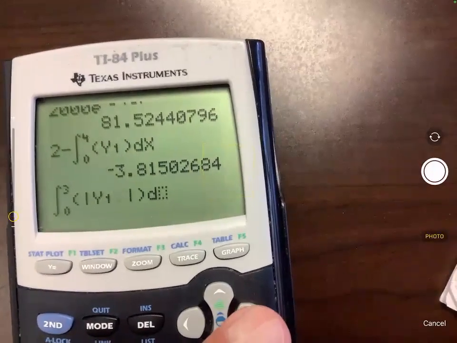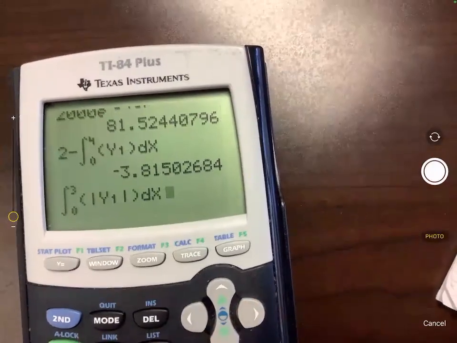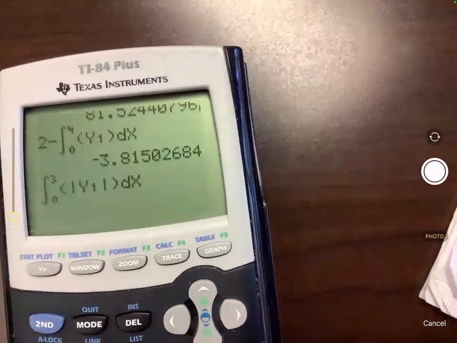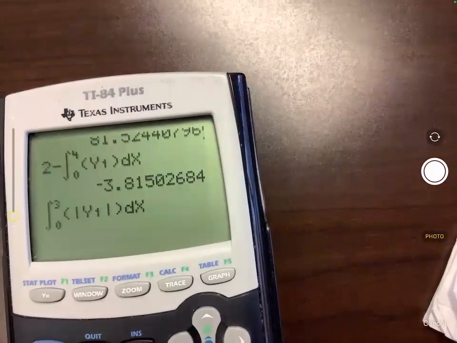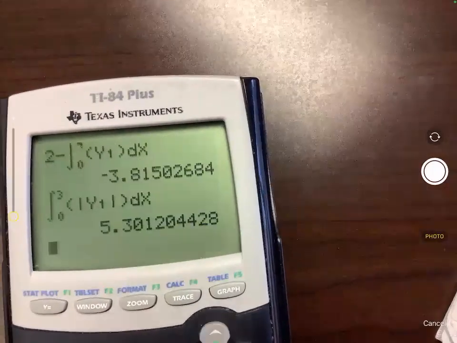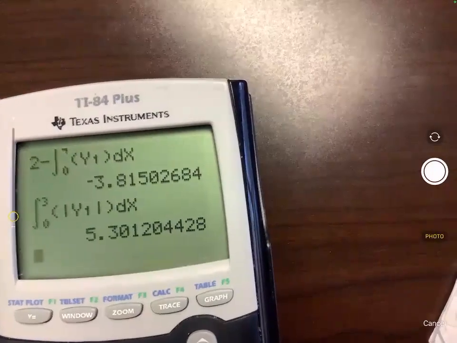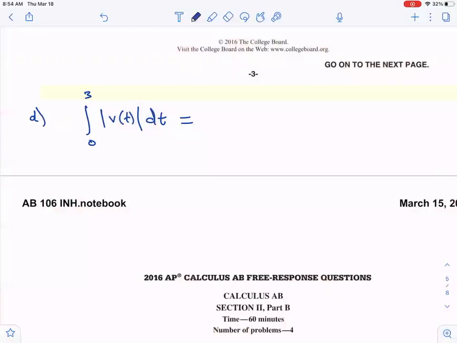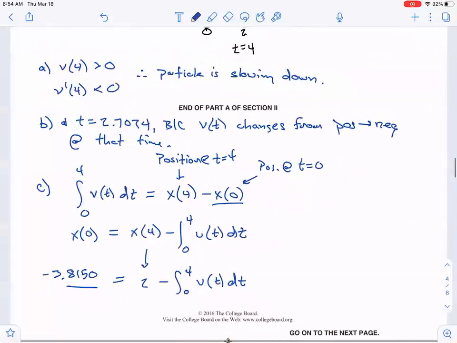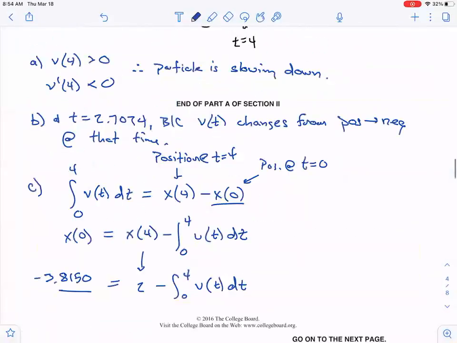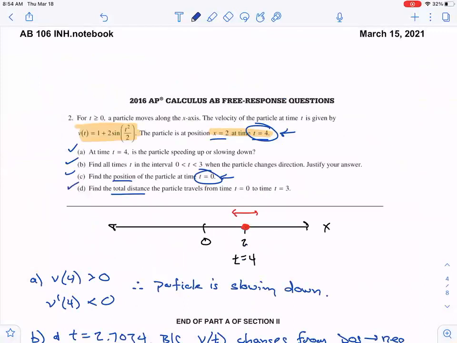And then I move over dx, say a short prayer, churning, hunka hunka burning love. There we go. 5.3012. Heck yeah, baby. 5.3012. Okay. No units. That is my total distance that the particle traveled times 0 times 3.